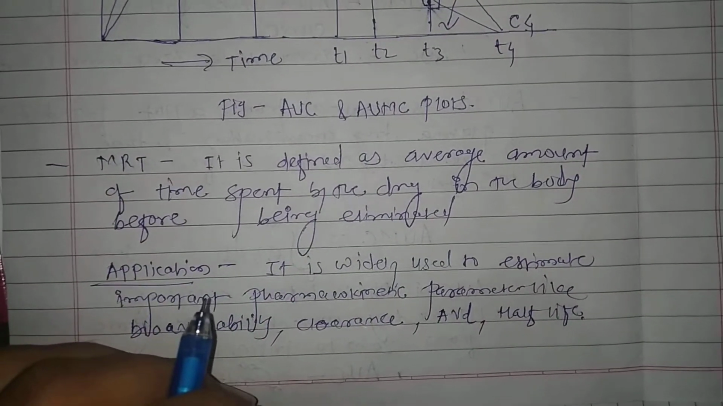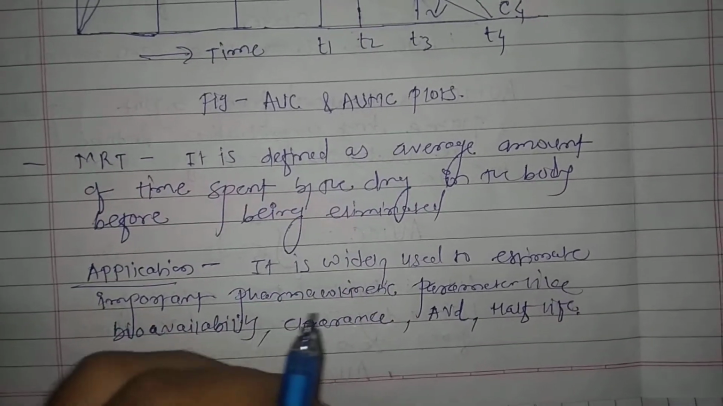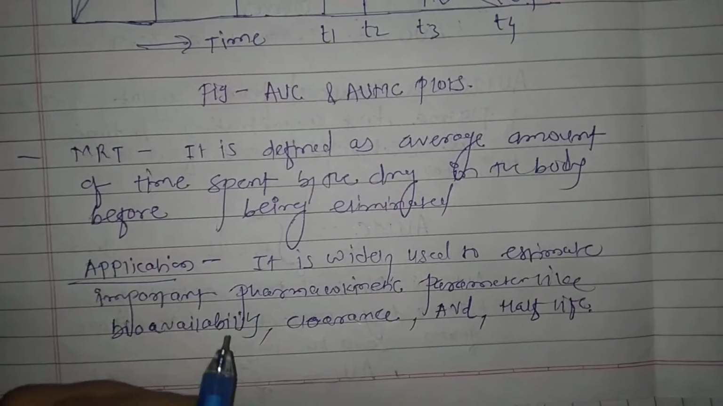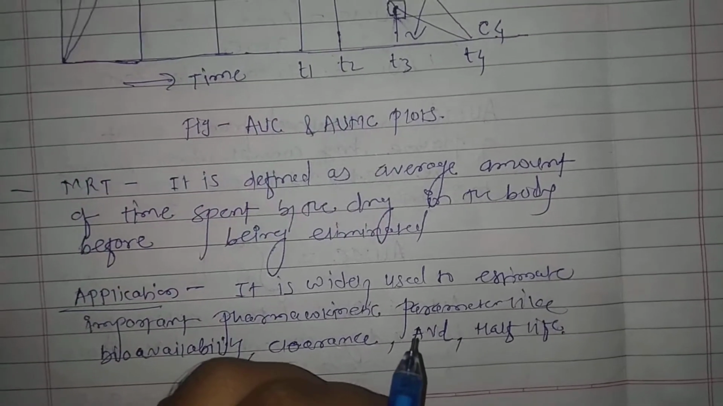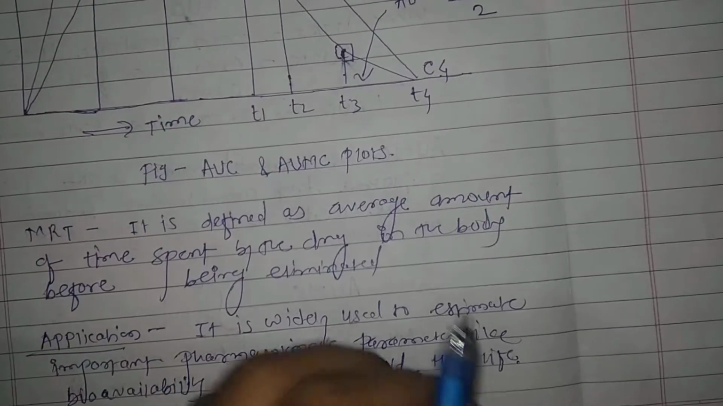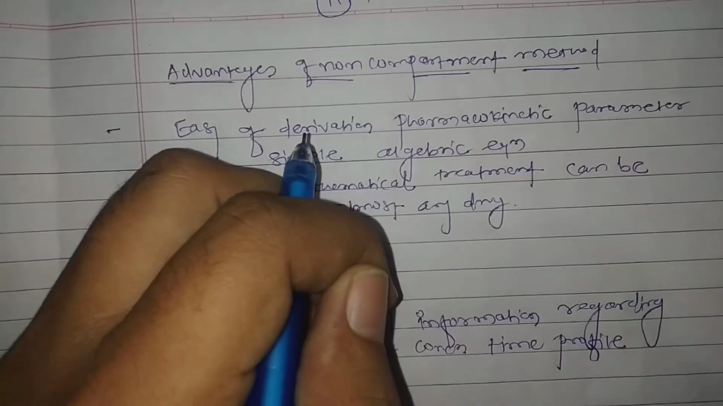And what are the applications of this? It is widely used in estimating important pharmacokinetic parameters like bioavailability, clearance, apparent volume of distribution and half-life. So what are the advantages of this non-compartment model? Ease of derivations.